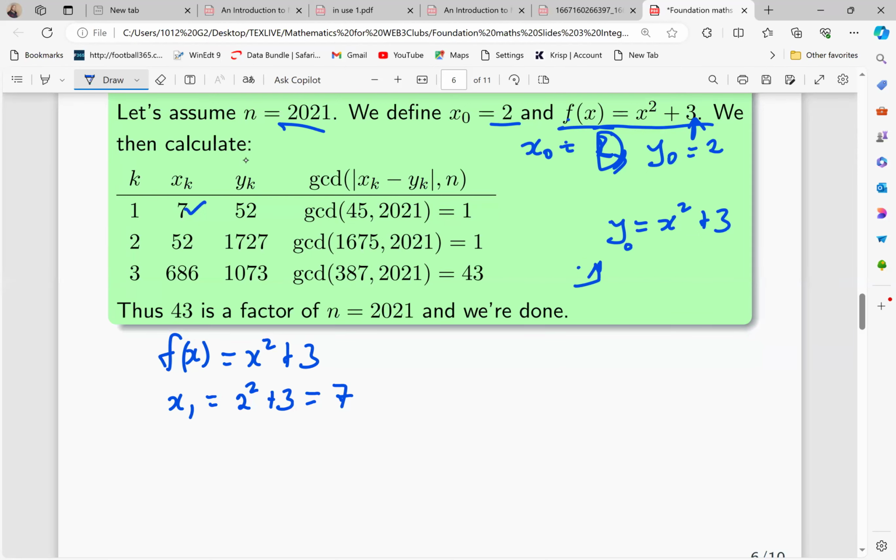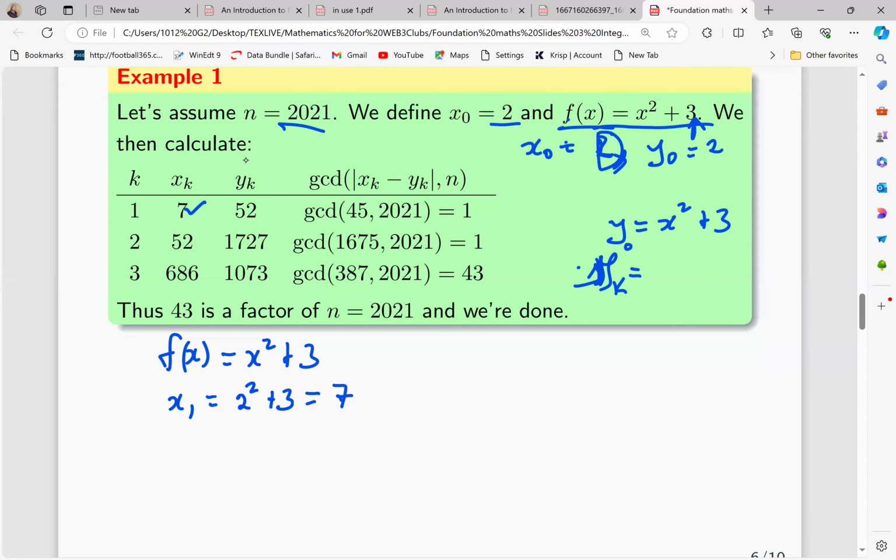So if I want to get yk, what will I be doing? What I'll be doing is taking the value of y just above. For instance, the value that I want to get is y1, so I take the value of y naught and square it.